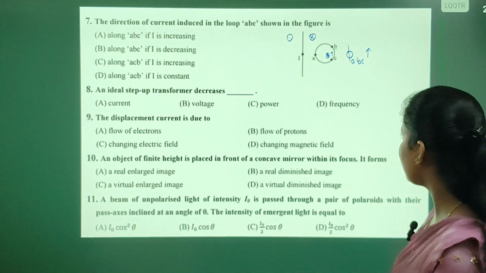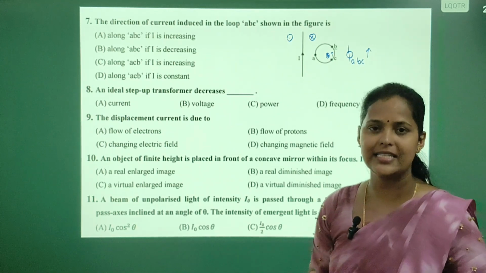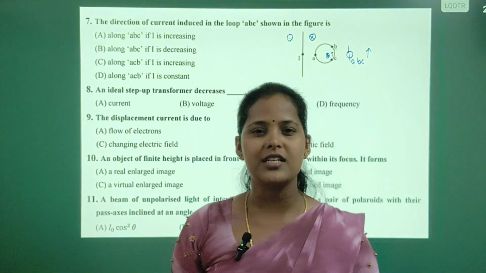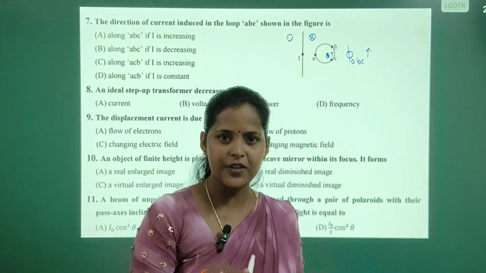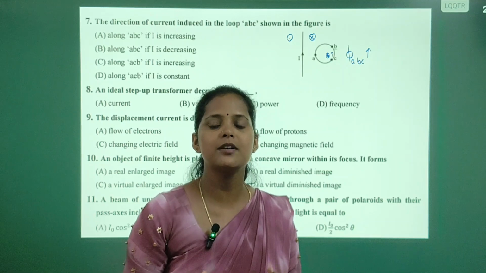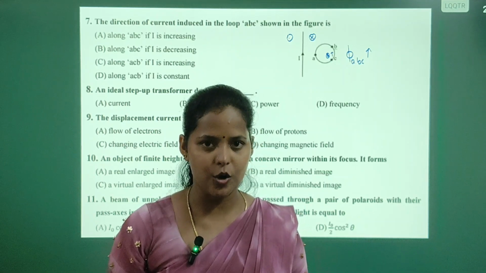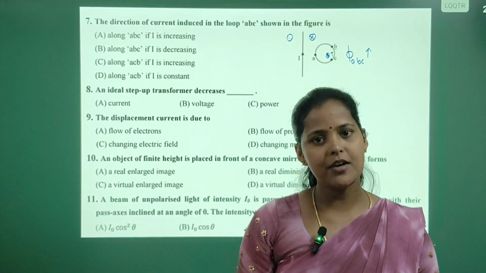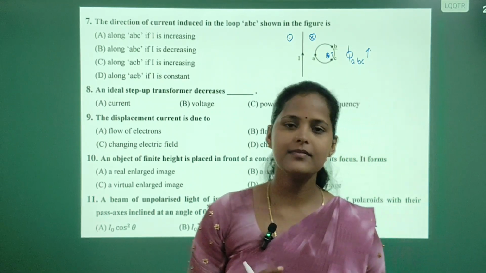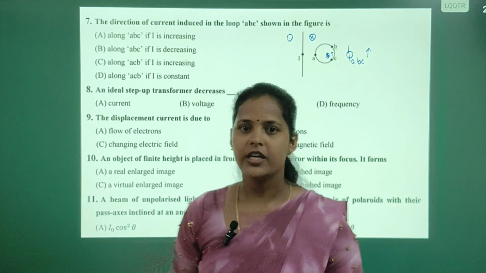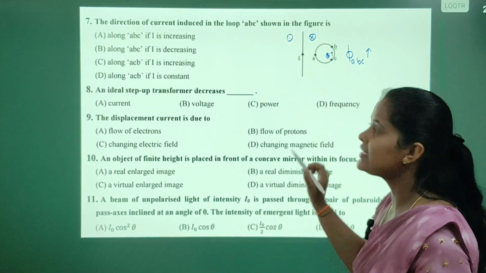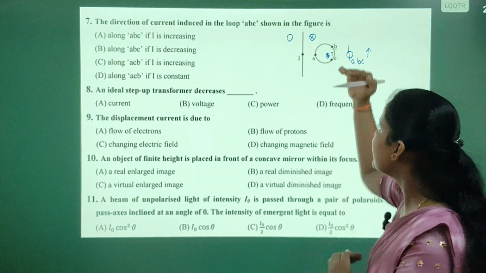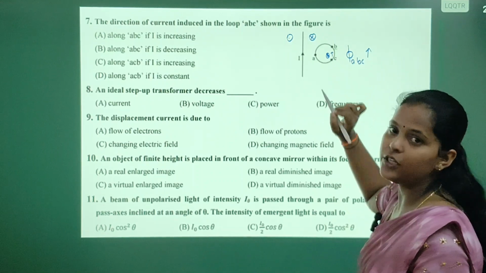What happens if the flux increases? If the flux increases, induced EMF and induced current are produced in the coil. If the flux changes, induced EMF and induced current are produced in the coil. By using Lenz's law, we know that induced EMF and induced current oppose the cause. Correct? Here, before finding the direction of the induced current, we have to decrease the magnetic field.